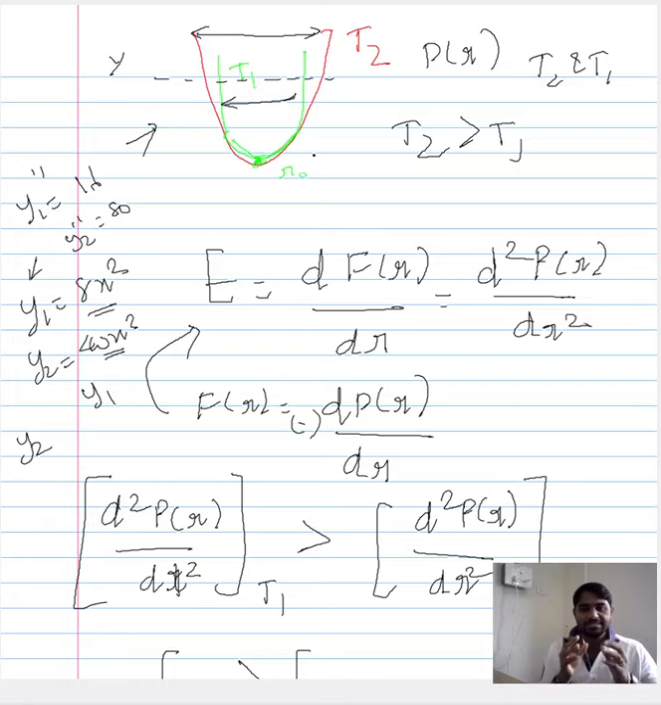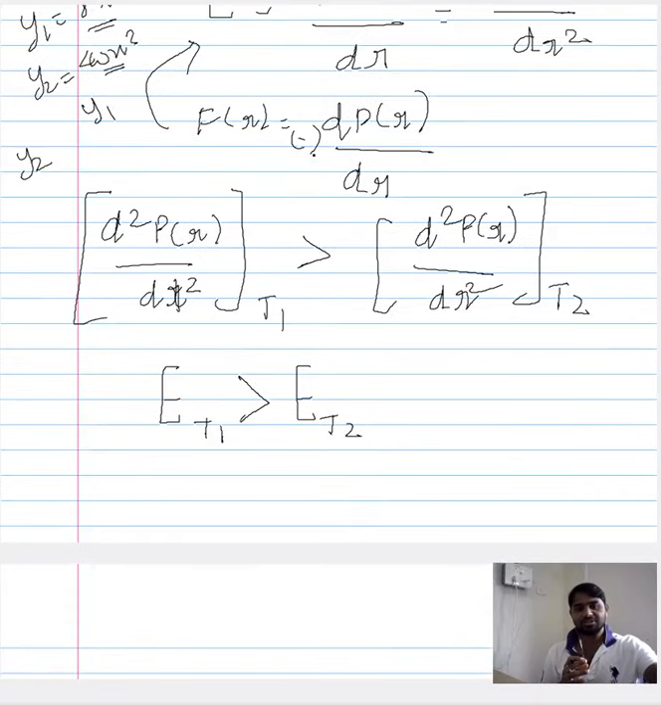Now, since the sharpness of this curve depends on the second derivative of the potential energy, we were able to say that the second derivative of the potential energy at lower temperature is greater than the second derivative of the potential energy at higher temperature. But from our understanding of the force, since the second derivative of the potential energy is nothing but the Young's modulus, we were able to show that the Young's modulus at lower temperature is greater than the Young's modulus at higher temperature.